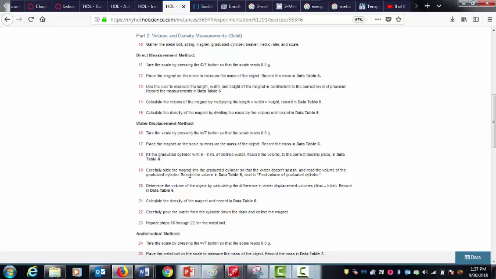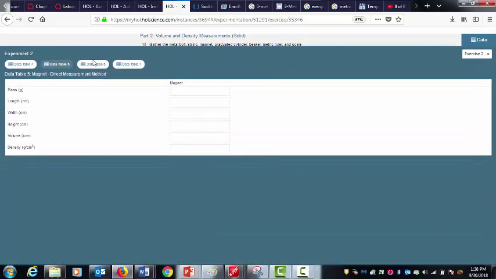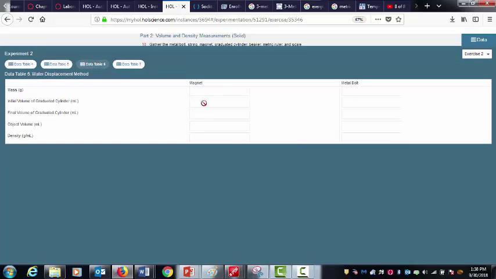Then you're going to carefully slide the magnet into the graduated cylinder so the water doesn't splash out, and read the volume now. And it will be higher than it was, and it will be just as high as whatever volume the magnet took up. So in data table 6, you will record the initial volume of the graduated cylinder, the final volume after the magnet is placed, and you subtract the 2 to get the volume of the magnet. And then to get its density, you take mass, divide it by the volume in milliliters.